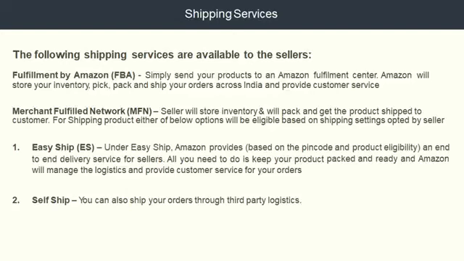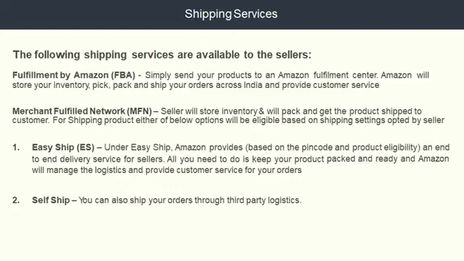So the seller will have no involvement in terms of packing and dispatching the product to the customer. In Merchant Fulfilled Network, however, which is the default setting if you are registering as a seller, the seller will have to store the inventory with himself. Once he gets the order, he will have to pack the order and ship it via the courier network. Now for shipping, there are two ways. The first one is using the Easy Ship service and the second one is the self-ship option.